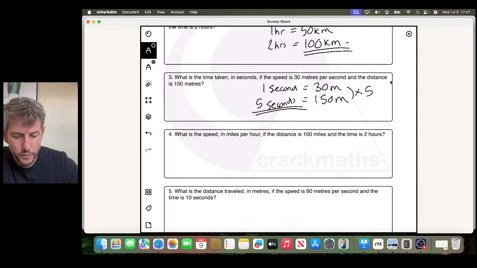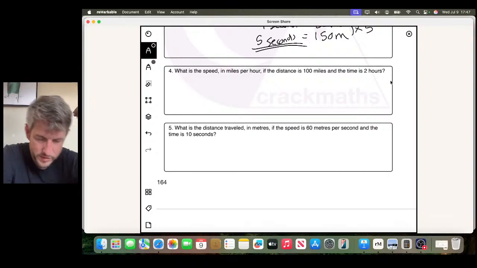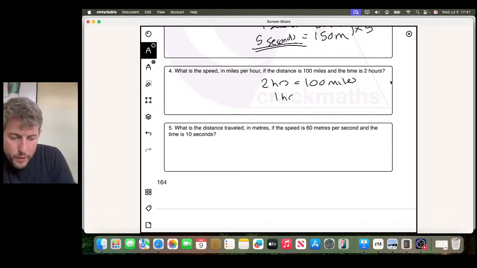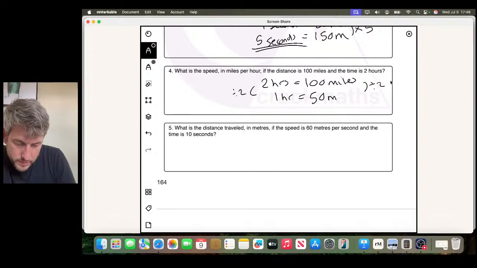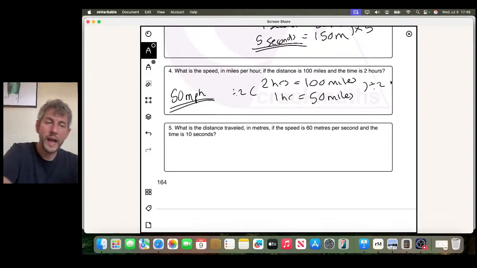Okay, question 4. What is the speed in miles per hour if the distance is 100 miles and the time is 2 hours? So we're saying that 2 hours gives us 100 miles. So we want 1 hour to get miles per hour. So we divide that by 2, which will give us 50 miles. So the speed will be 50 miles per hour, because that means that for every 1 hour you're going 50 miles.